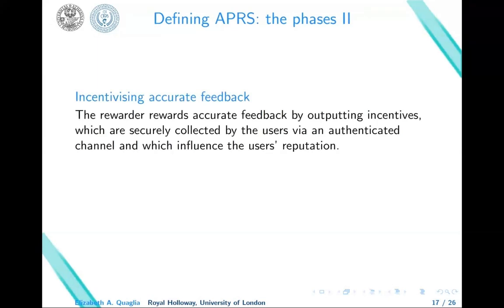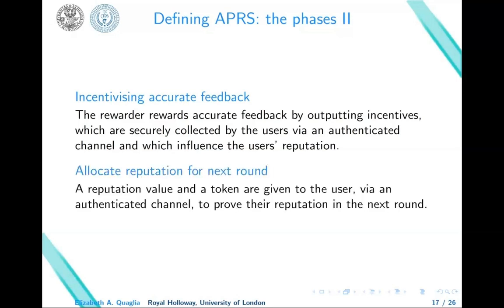A key phase, obviously, because we're centering all of this on a reward mechanism, is how do you incentivize accurate feedback? So this is a phase where the rewarder rewards accurate feedback by outputting incentives, which are collected by the users, and a final phase where a user is given a reputation for the next round, thanks to the information that has been collected so far.